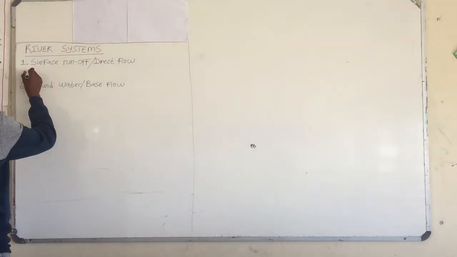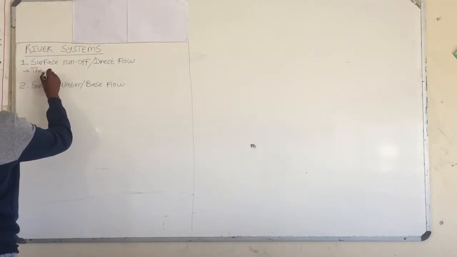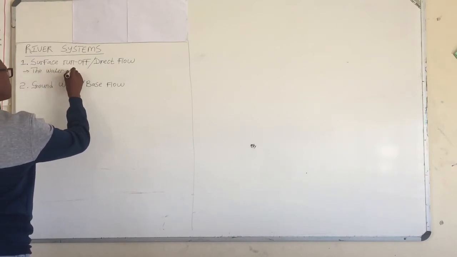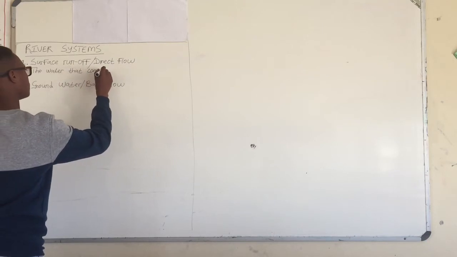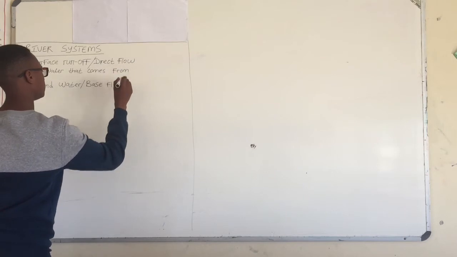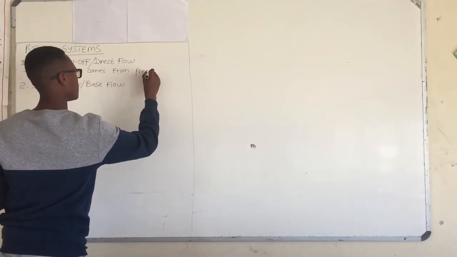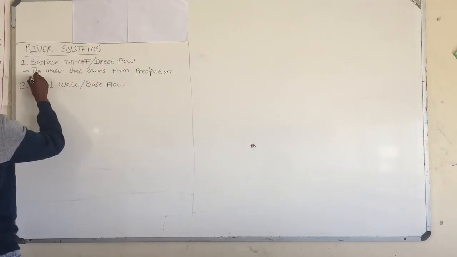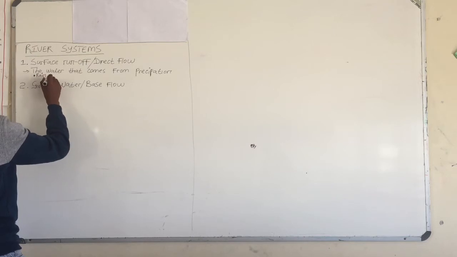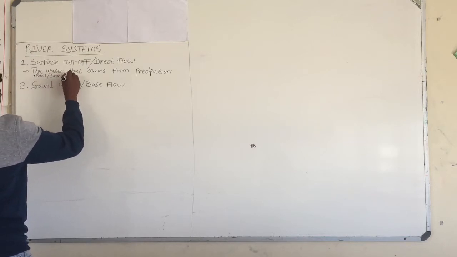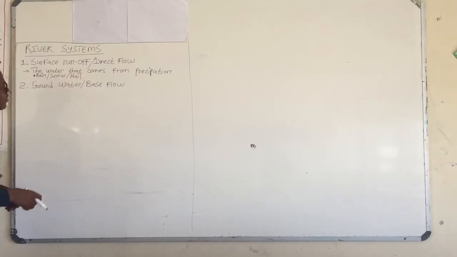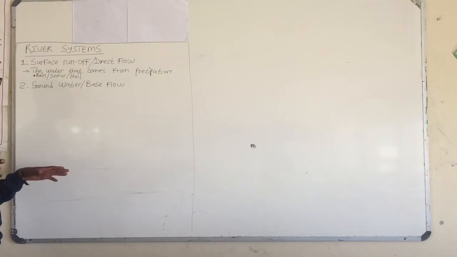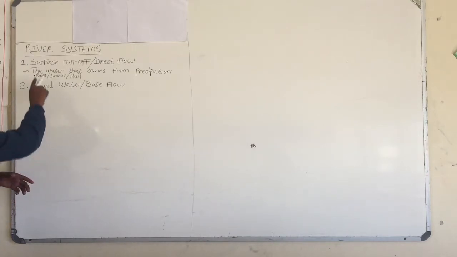So surface runoff is the water that comes from precipitation. Precipitation can be in the form of rain, snow, or hail. When this water reaches the surface of the earth, it starts to flow. For example, when you see the water on the street after it has rained, flowing on the surface, we call it surface runoff.